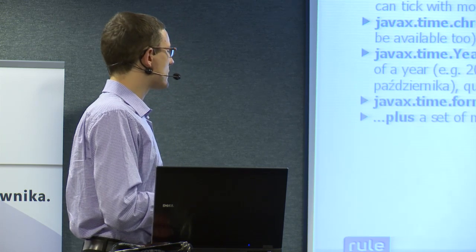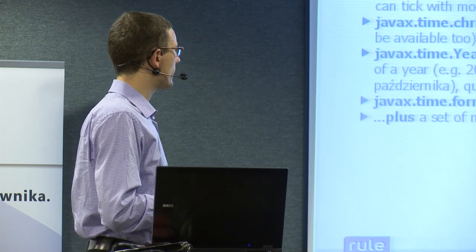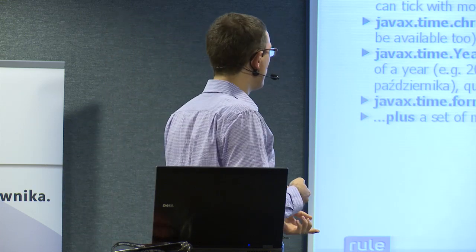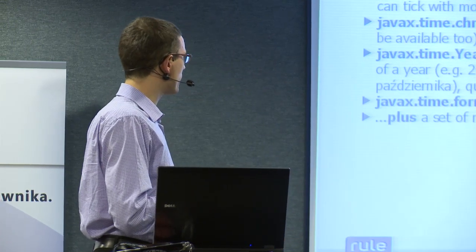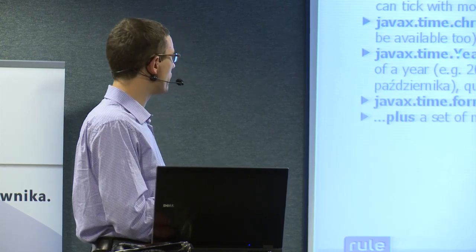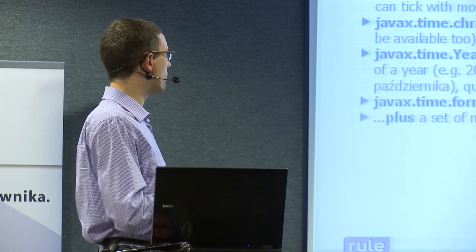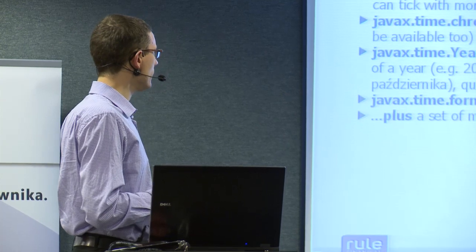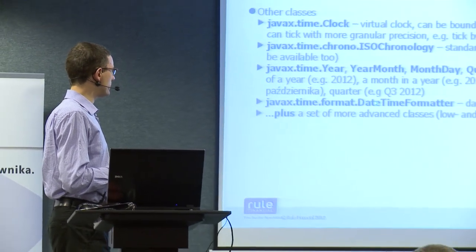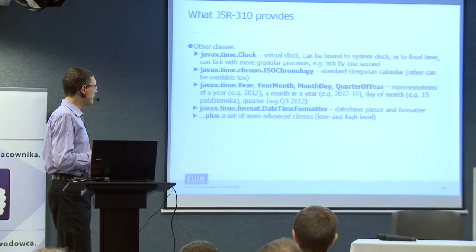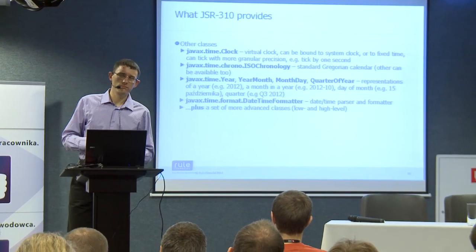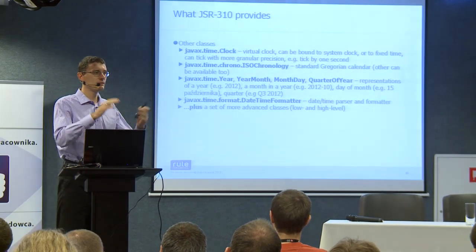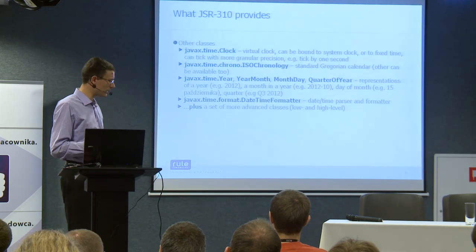ISO chronology, which is for representation of the Gregorian calendar. You can have also other calendars, Coptic, maybe Thailand. But this one is the default one. You have also some other helper models, like the pure year and month, month and day without year, quarter of year, and things like this. You have the replacement for DateFormat, which is called DateTimeFormatter, and really quite a bigger set of other helper classes, more low level. If you'd like to extend it, build something more complex, you can use those classes.